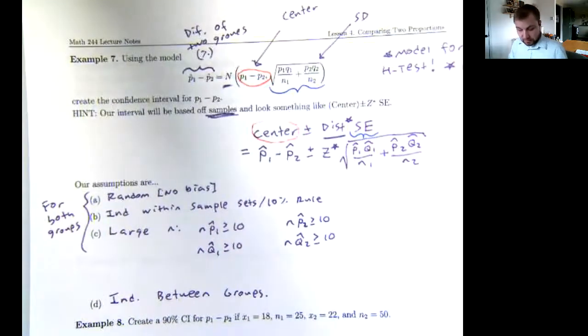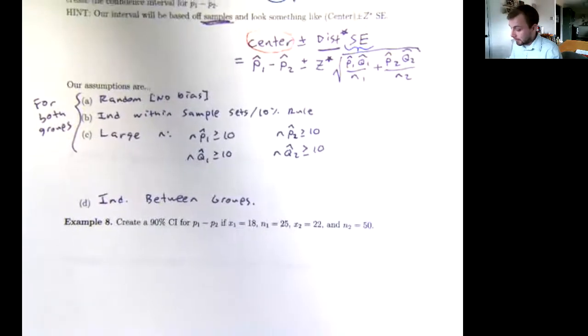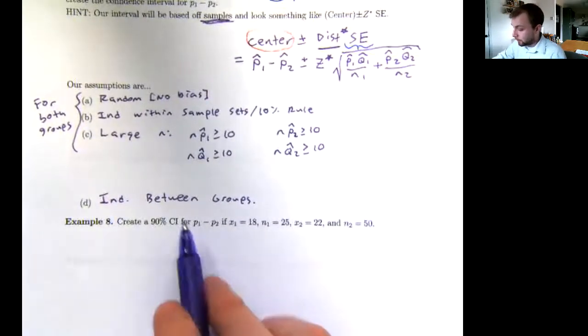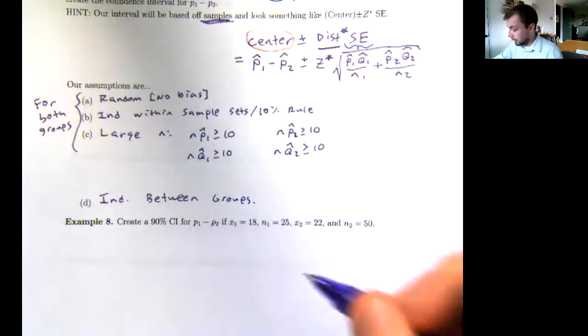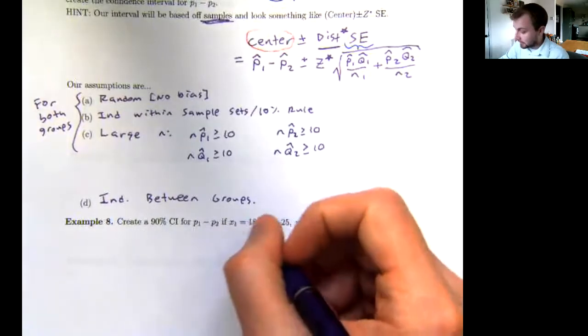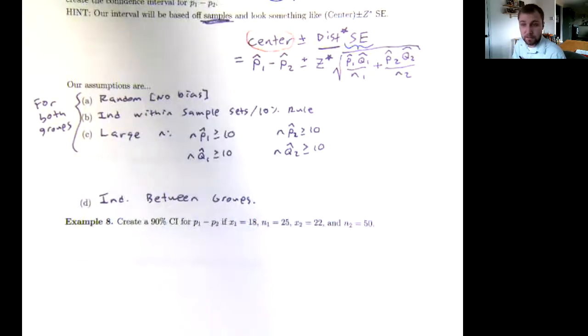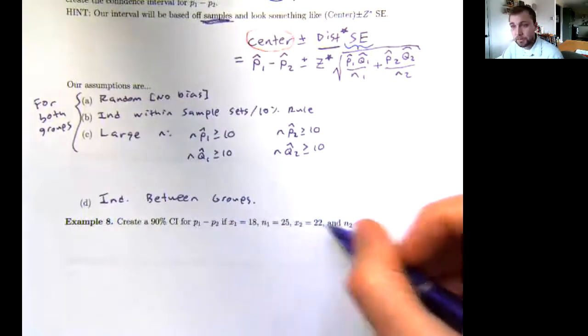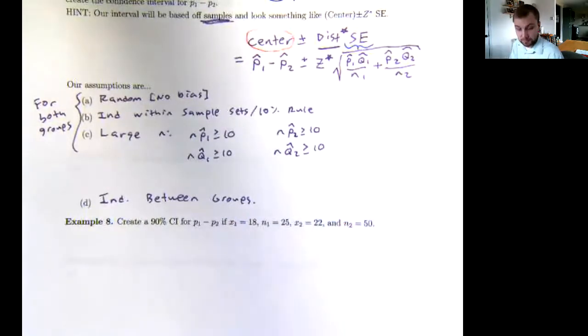If you're looking at this and you're starting to get nervous, thinking this looks like a whole lot of calculations, let's just try it out and see what this looks like in practice when we're really going through a problem. So let's create a 90% confidence interval for the difference of two groups. If the first group has 18 successes and 25 trials, and the second group has 22 successes and 50 trials.